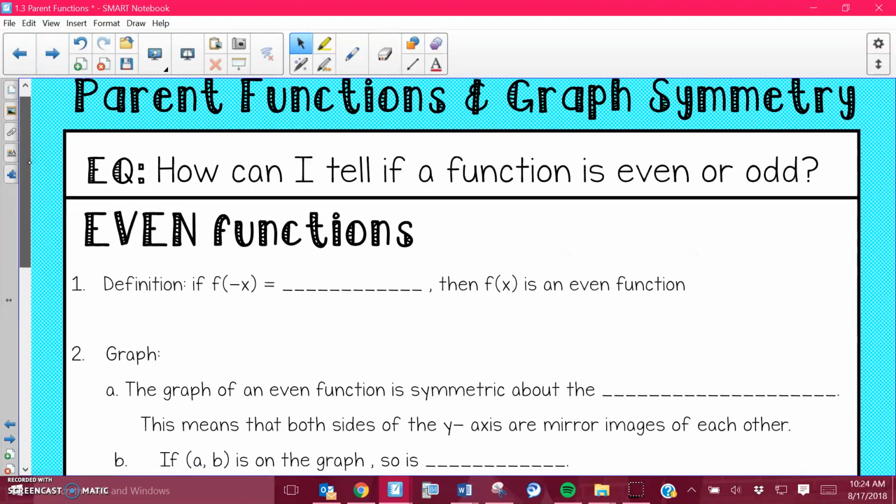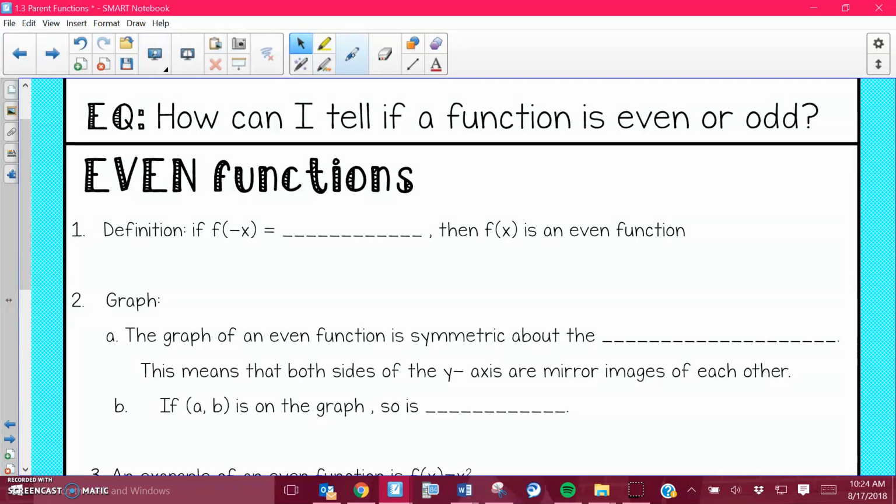So the first thing that we need to know is what the definition of an even function is. The mathematical definition of an even function says if f of negative x is equal to the beginning function f of x, then this entire function is considered even. That seems kind of weird. That's the algebraic way to think of it.